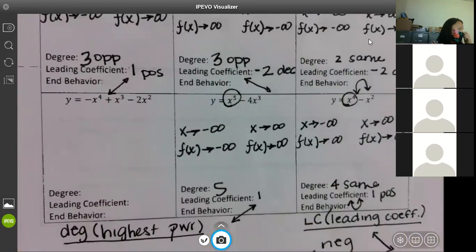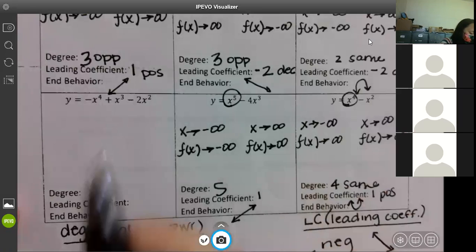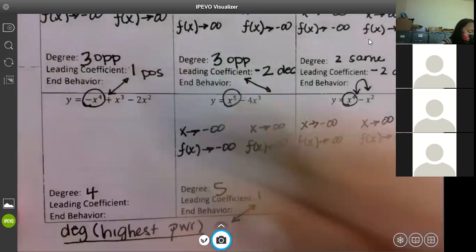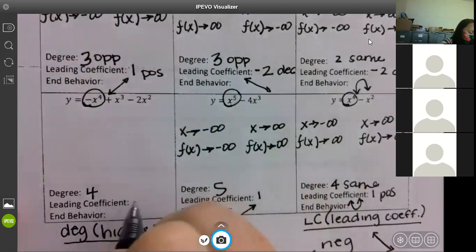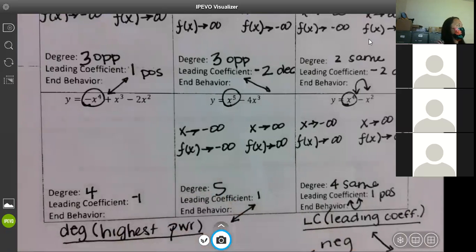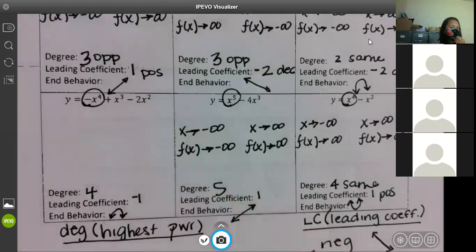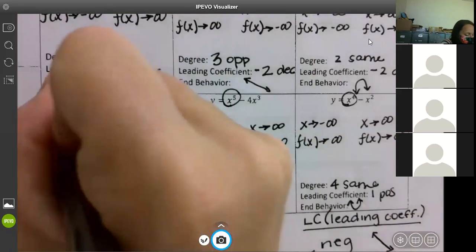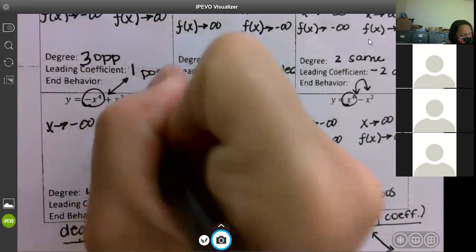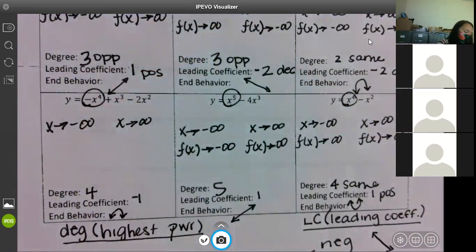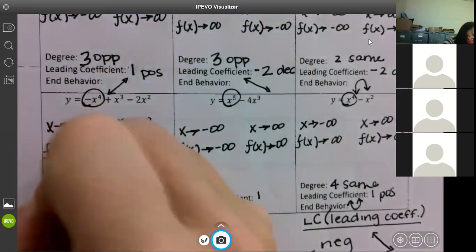Last one on this page, and then we got like 6 more on the other page. Okay, no big deal. Highest power? 4. Great job. Leading coefficient, -1, which means how do they point? The same direction. The same and down. Perfect. So that means on the left and on the right, they both point where? Negative infinity. Perfect.